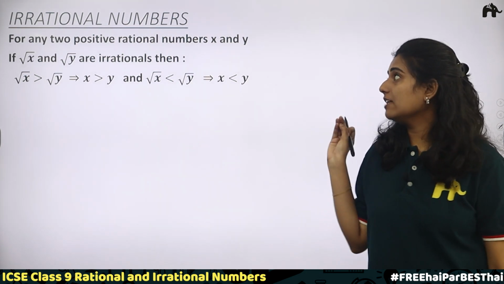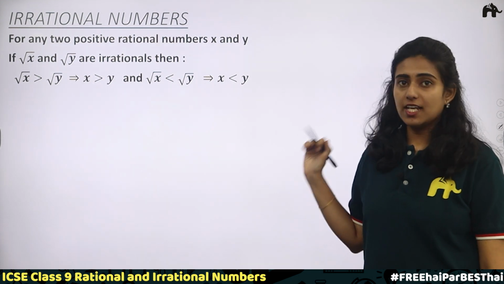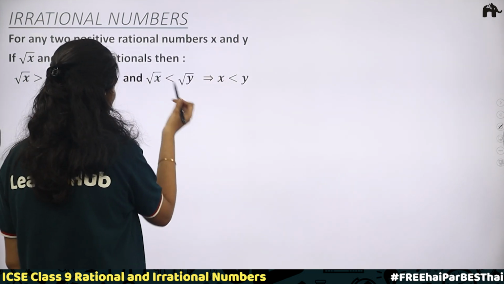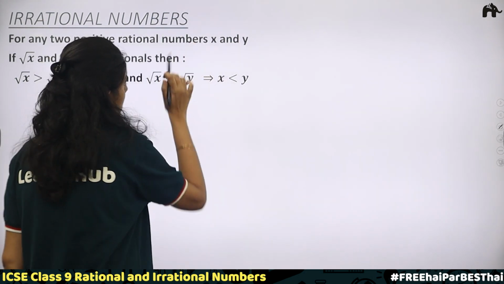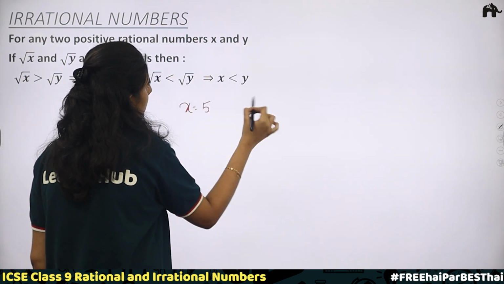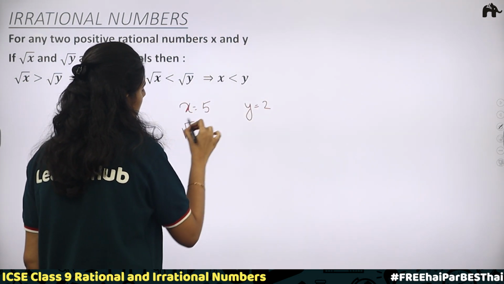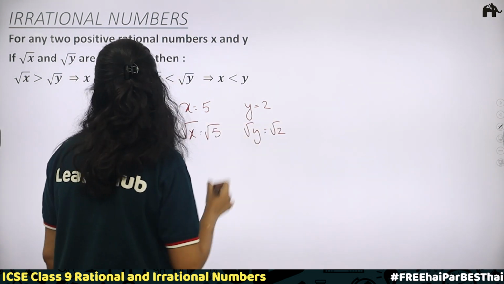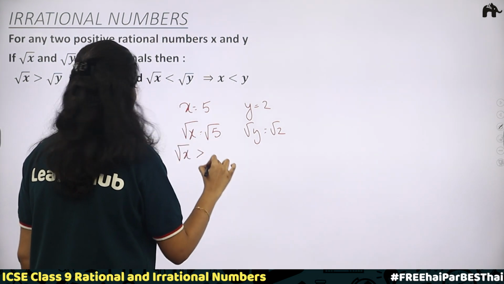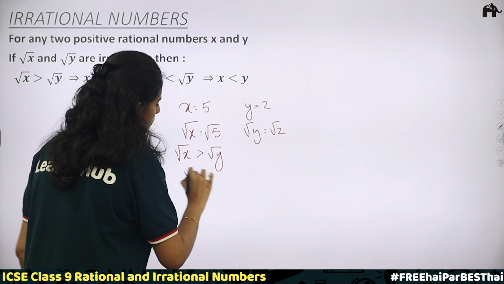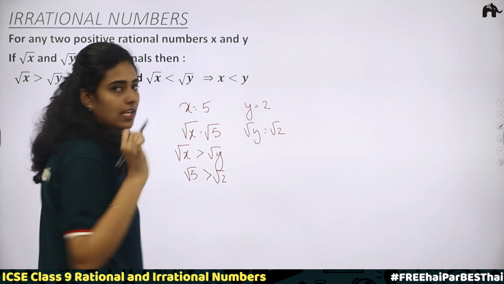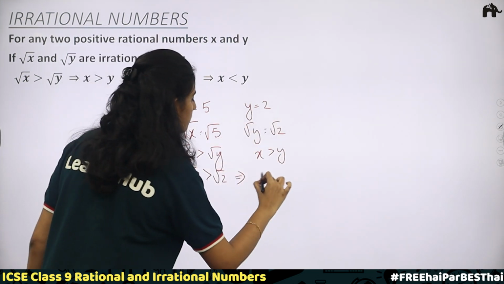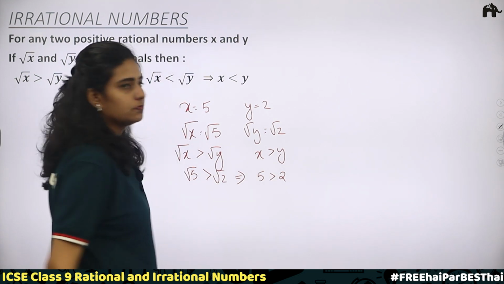For any two positive rational numbers x and y, if root x and root y are irrational, then, for example, if you take two positive rational numbers, x equal to 5 and say y equal to 2, what is root x? Root x is root 5 and root y is root 2. If root 5 is greater than root 2, then surely x is greater than y, that is, 5 is greater than 2.